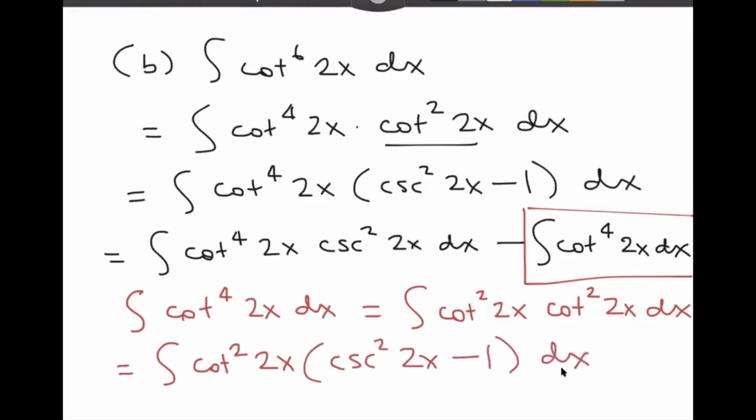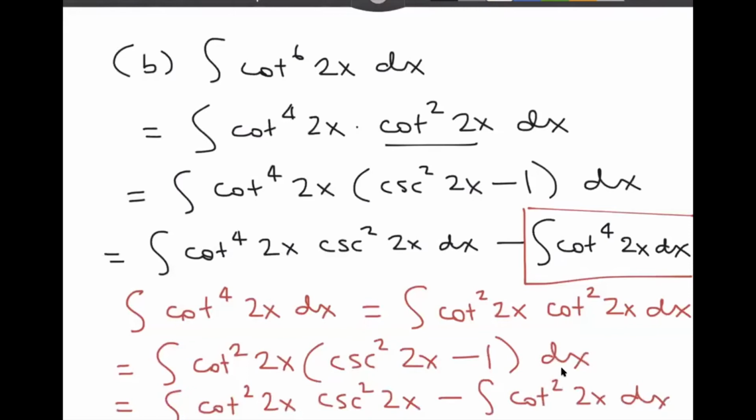And that breaks into 2 integrals. The first one is the integral of cotangent squared 2x cosecant squared 2x. And the second one is the integral of cotangent squared 2x. All right, so it started out 6th power, got it down to 4th power, and now it's 2nd power. So we're almost done breaking this down into the simplest parts that it can be.